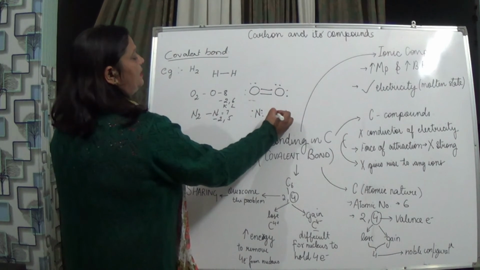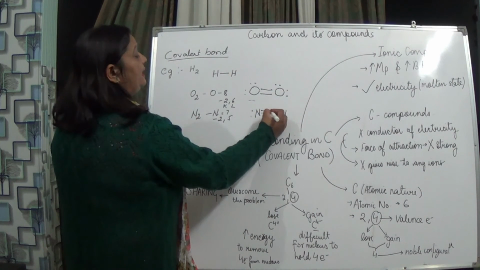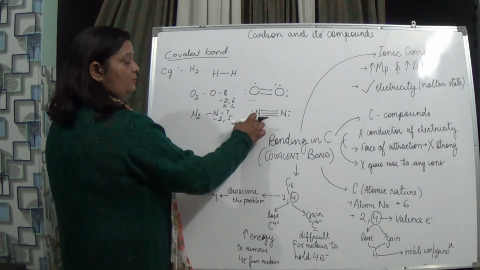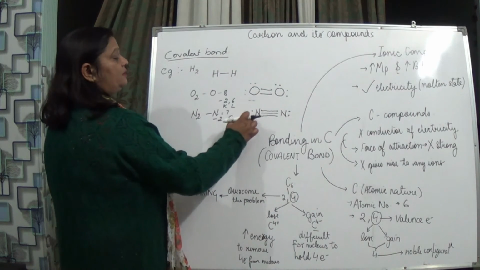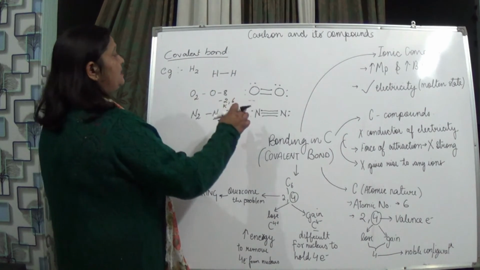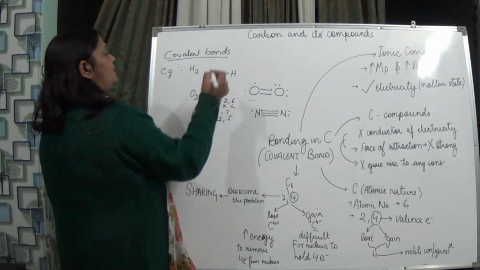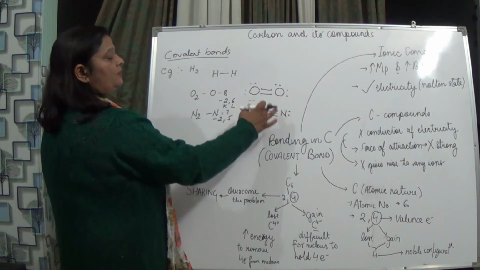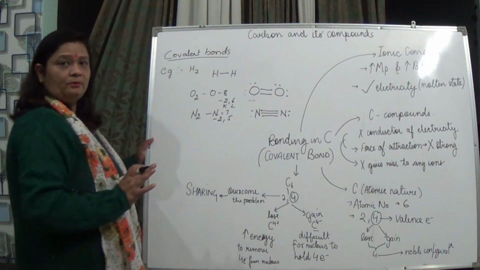And yes, it requires how many? 8. So it will be forming a triple bond to complete its octet. Come on, count 1, 2, 3, 4, 5, 6, 7, 8. Okay, complete. Here also, complete octet. So we can see these covalent bonds are of 3 types: single covalent bond, double covalent bond and triple covalent bond.